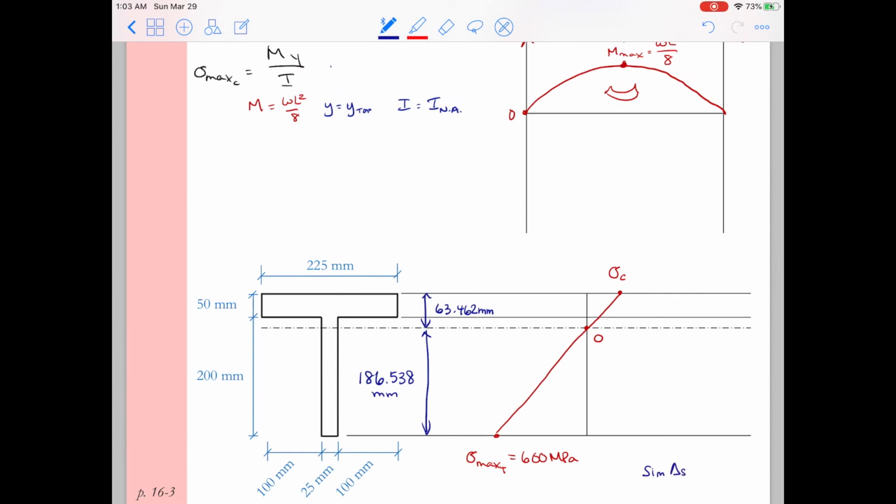All that's left is to do a simple similar triangle to figure out what the value is at the top. So we do 600 divided by the distance, 186.538. That has to be the same proportion as sigma c divided by 63.462. So calculating sigma c, we find that sigma c turns out to be 204.22 megapascals. We can go ahead and sketch in our stress, compression on the top, tension on the bottom.